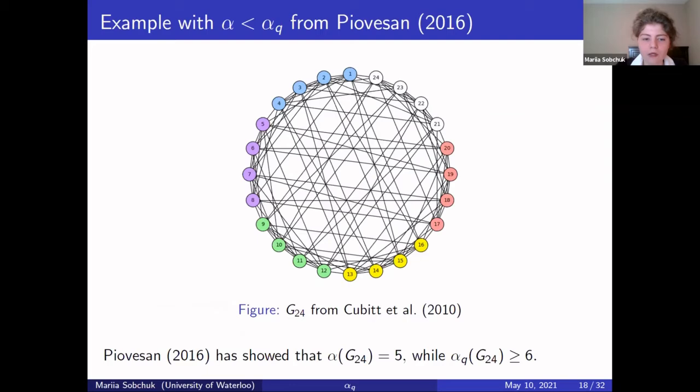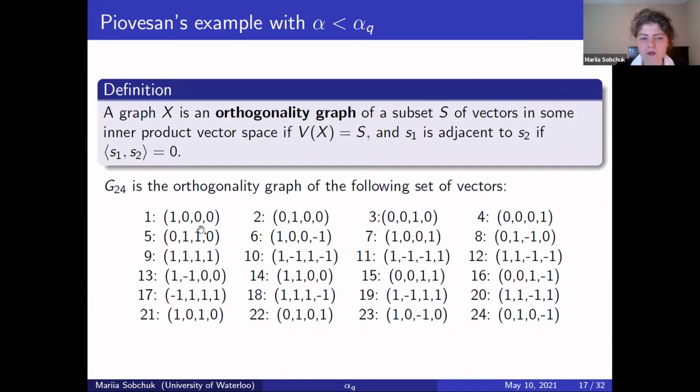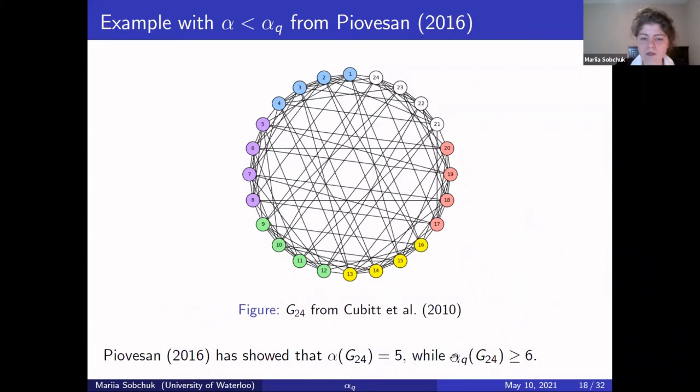Teresa Piovesan used the graph to show that the independence number of the graph is 5, but alpha q is strictly greater than 5. Again, the colors here correspond consecutively to each next 4 vertices, but also to the cliques. More visually, you can check that each set of 4 vertices in a row forms a clique, because the vectors form a basis of R4. So this graph can be partitioned into 6 cliques, as we can see with those colors. And you can see that alpha q is at least 6. So possibly those two quantities are related.